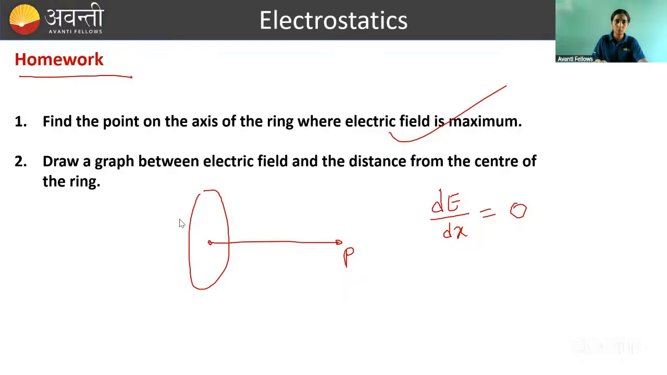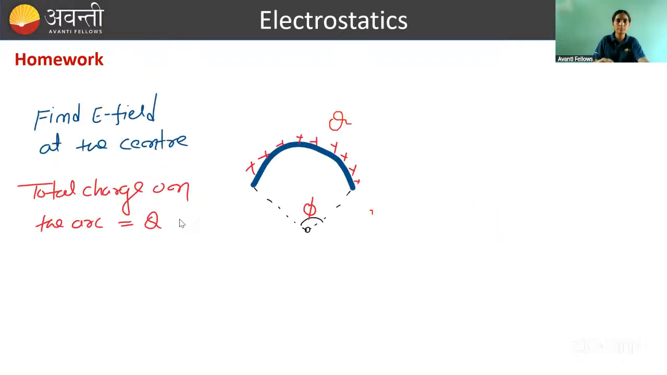Anyway, tomorrow in the class also I will make you understand this thing, but this is for now a homework. जिसको तुम्हें सिर्फ रखना नहीं है, you have to really try it. Please try it. And second, draw a graph between electric field and distance from the center of the ring. So E versus X का ग्राफ भी बनाना है. 2 टास्क है तुम लोगों का. अभी और भी होमवर्क दूंगी मैं.